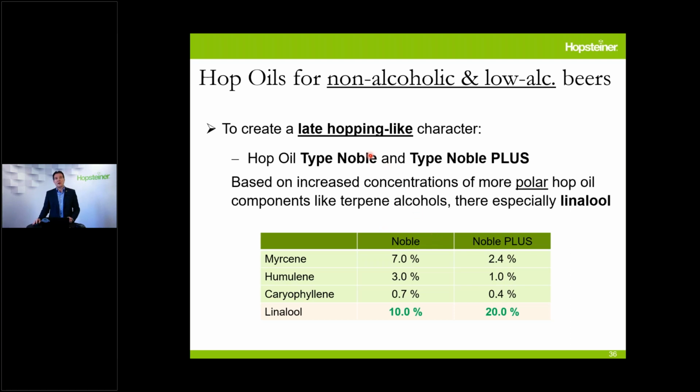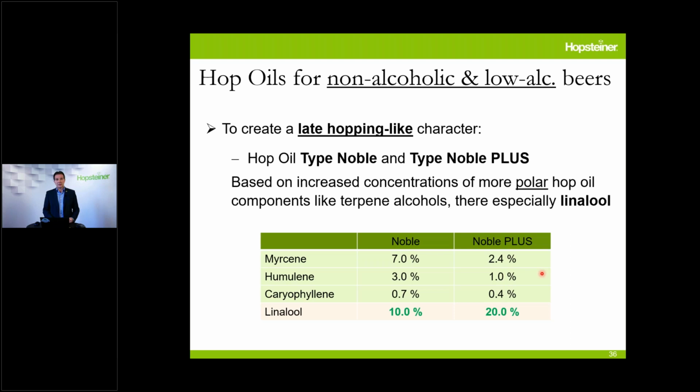So that is how they look. To create a late hopping-like character, we created our types Noble and Noble Plus. And here we can see a constant level of 10% linalool for the Noble and a constant level of 20% linalool for the Noble Plus. On these levels, we standardize our Noble family. And that means with a high concentration of linalool, we also reduce the concentration of the nonpolar fraction like myrcene, humulene, and caryophyllene.